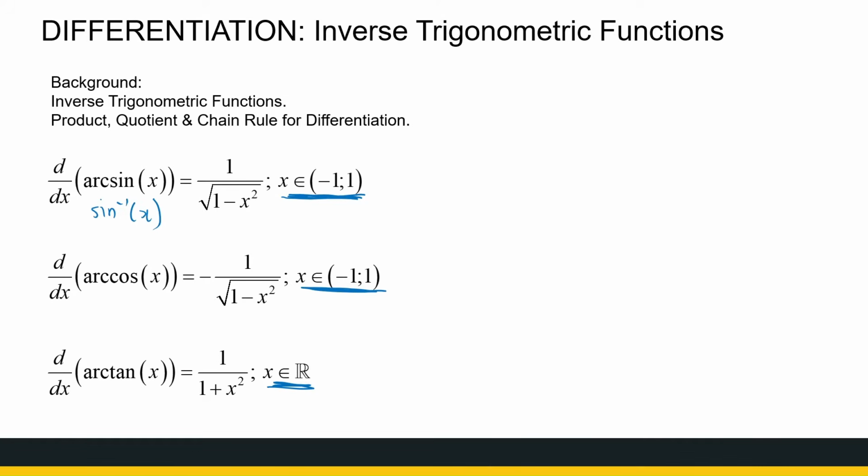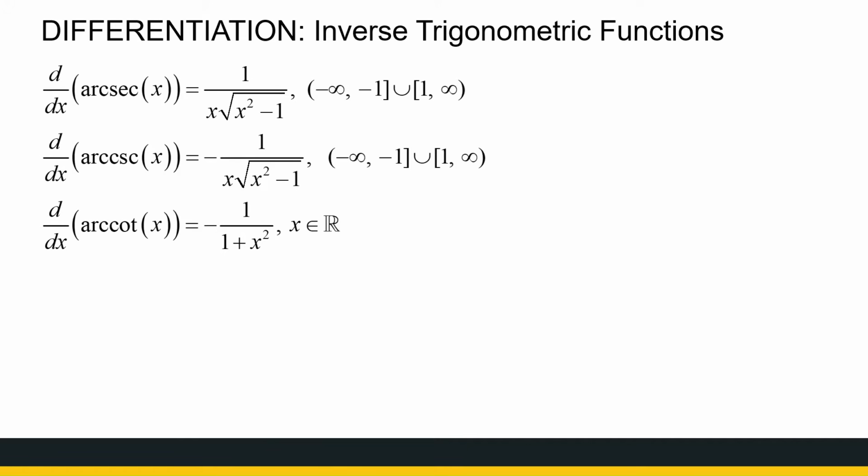1 over the root of 1 minus x squared. Notice arc cos is just the negative of the derivative of arc sine. And then arc tan is 1 over 1 plus x squared, no root there. So let us see. The other three get a bit more messy. Arc sec, arc cosec, and arc cot. Again, cosec and cot are just the negatives of sec and tan. So if you know arc sine, arc sec, and arc tan, the others are the negatives of those. But arc sec is 1 over x times the root of x squared minus 1.